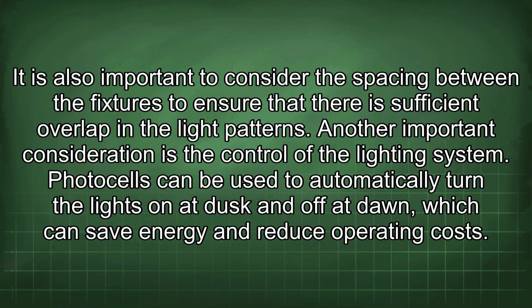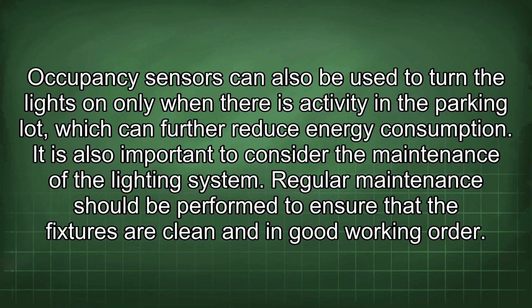Photocells can be used to automatically turn the lights on at dusk and off at dawn, which can save energy and reduce operating costs. Occupancy sensors can also be used to turn the lights on only when there is activity in the parking lot, which can further reduce energy consumption.